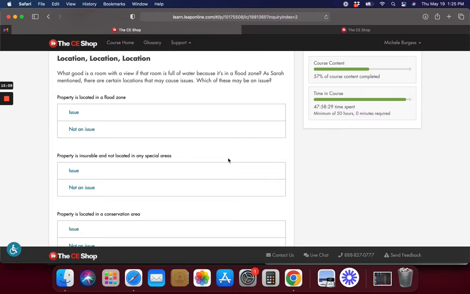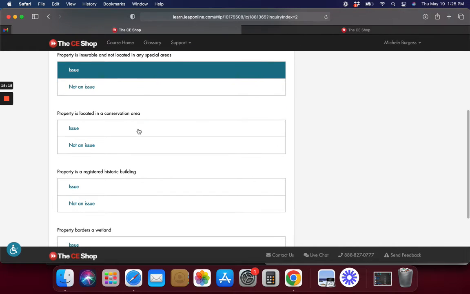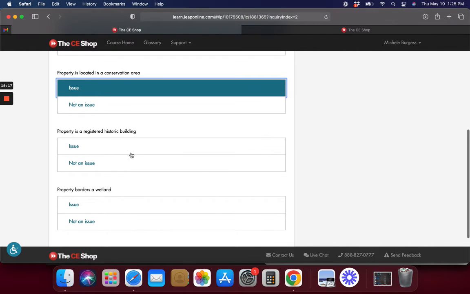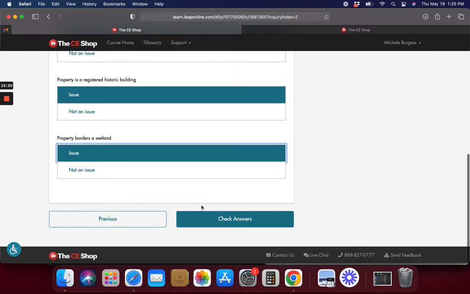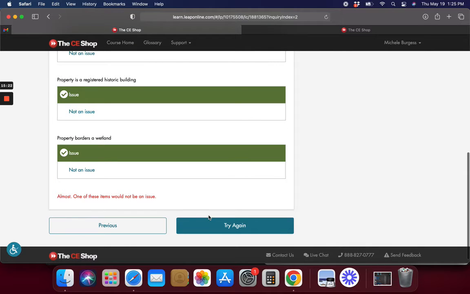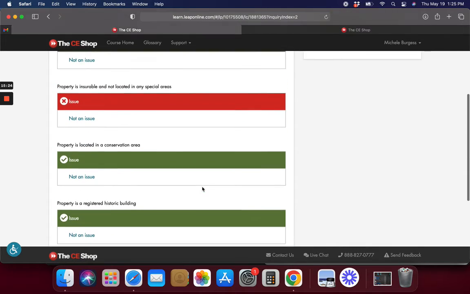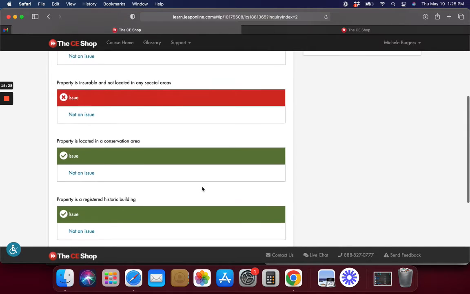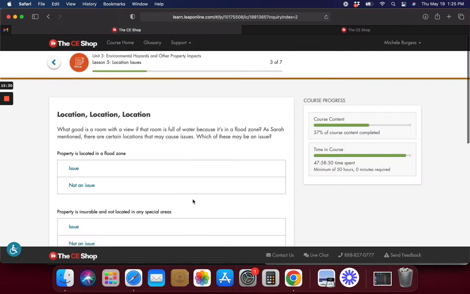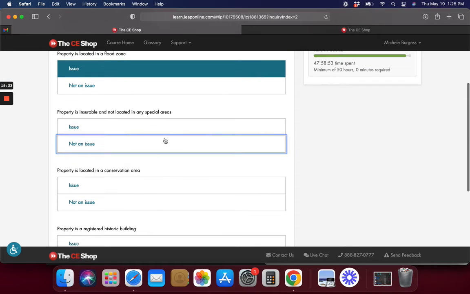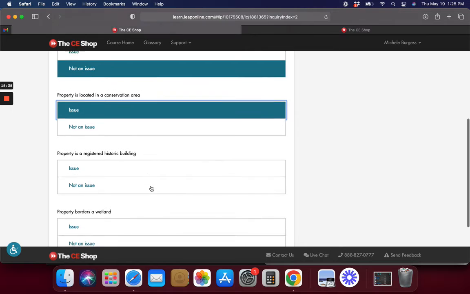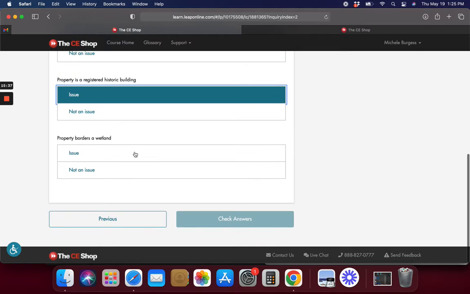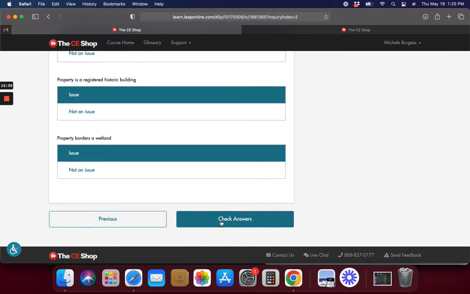Which of the following may be an issue? Could be an issue. Could be, and could be. Almost one of these would not be an issue. Property is insurable and not located in any special areas. That's not an issue. Okay. Conservation area, historic building, and borders a wetland.